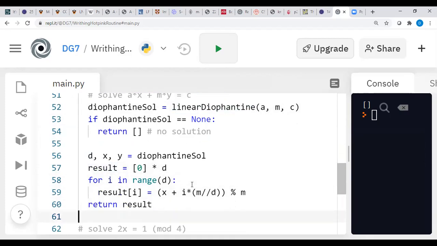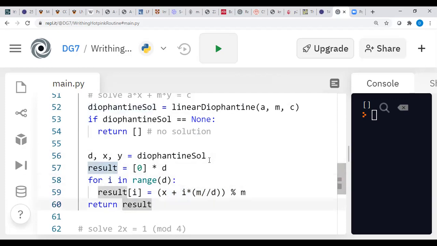And then I have a loop that goes through all the solutions that I showed you on the whiteboard: X plus I times M by D, all in mod M, because we are working in modular arithmetic. So this is what I drew on the whiteboard. For I equal to 0, you get the first solution, I equal to 1, the second solution, and so on. This loop is going to run from 0 through D minus 1, which means D times. As I said earlier, D solutions.